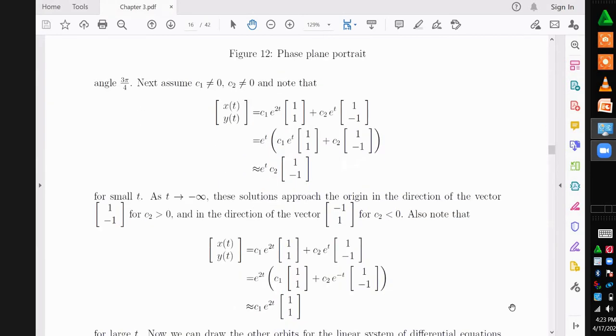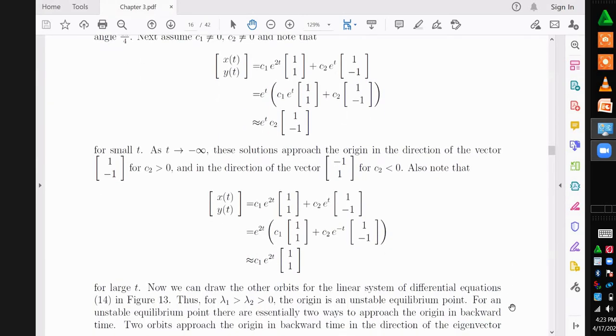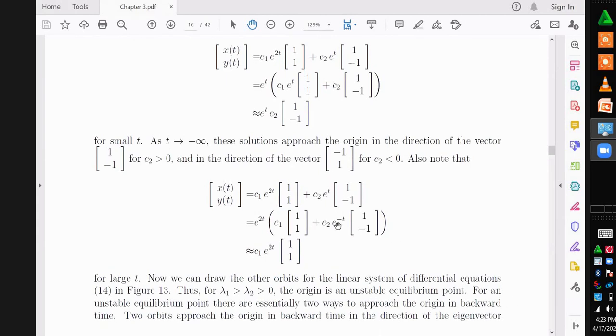Also, the general solution (x, y) is C1 exponential 2t (1, 1) plus C2 exponential t (1, minus 1). Just taking exponential 2t common, so this is exponential 2t times C1 (1, 1) plus C2 exponential minus t (1, minus 1). And as t approaches infinity, this term is 0, so this is C1 exponential 2t (1, 1).